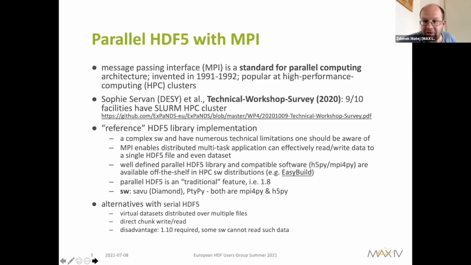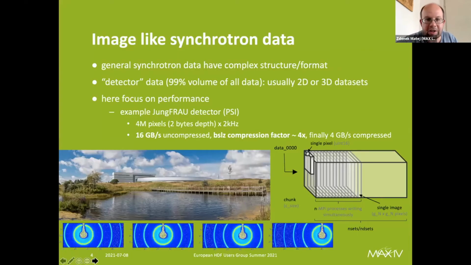Alternatives we could see today are virtual datasets, direct chunk write, and compression in memory or on GPU. Disadvantages, for example, are that 1.10 is required, and it doesn't work with some software. There are complex synchrotron data and simple synchrotron data. The simple ones are usually image-like data that looks like in this picture, and I'm focusing on them.